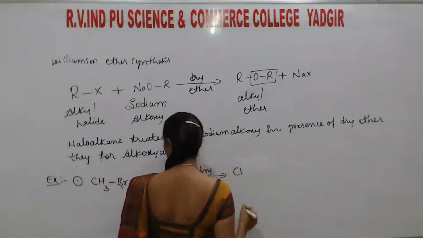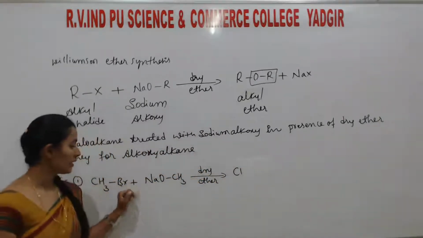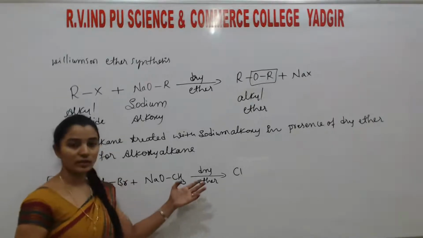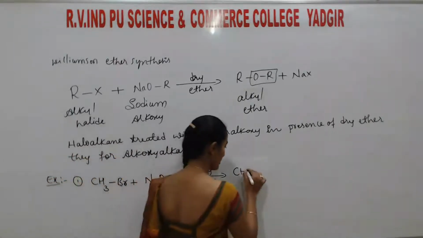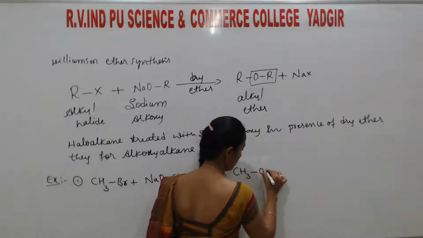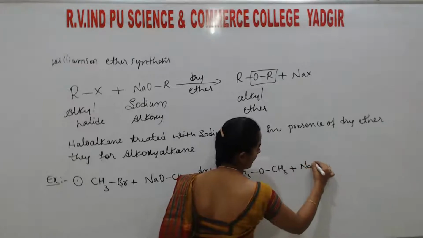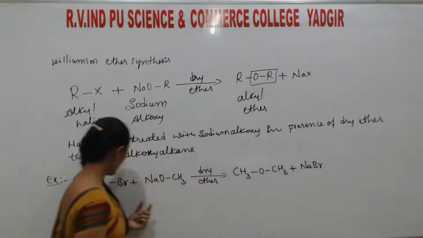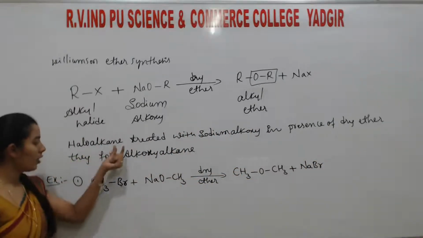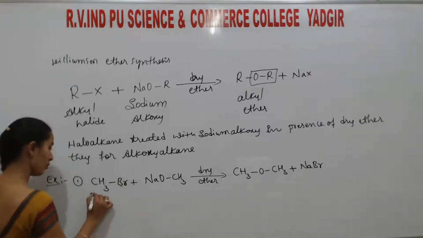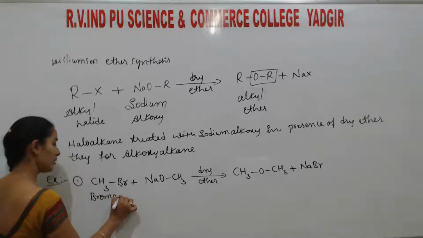Then what is the product here? CH3Br plus NaOCH3. Then what is the product? CH3OCH3 plus NaBr. So here, the name of the compound: haloalkane means this is bromomethane.